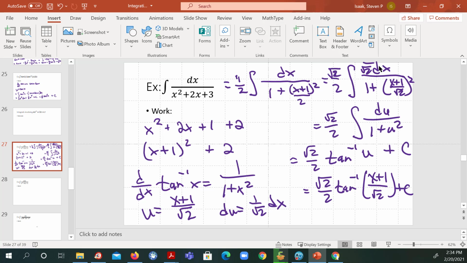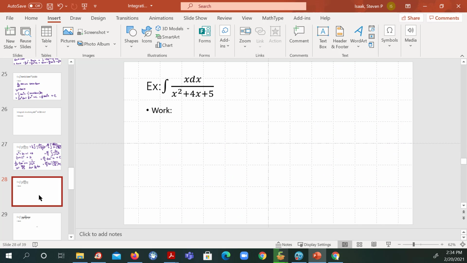But now notice, it's just algebra. And algebra can be beautiful. Oh, this is the one. I'm going to start with the u substitution.